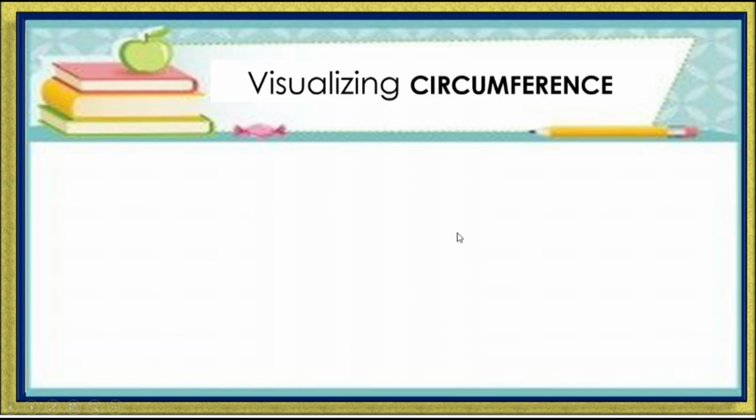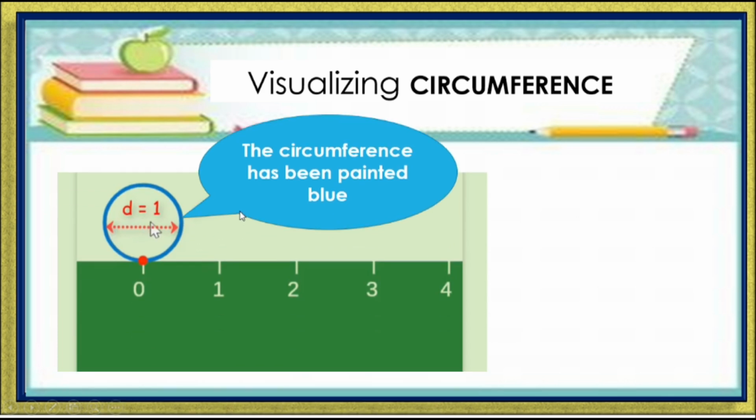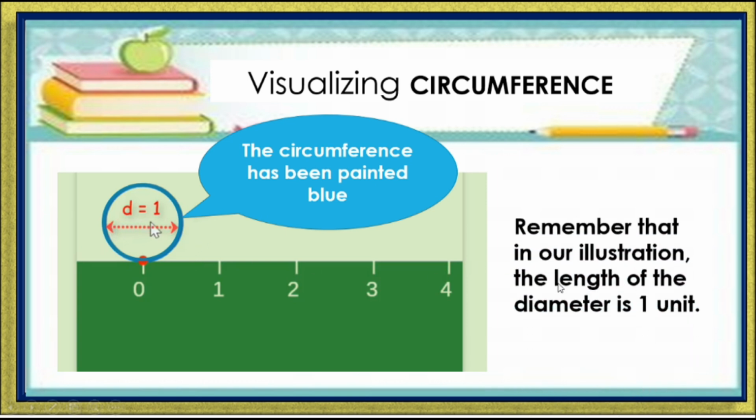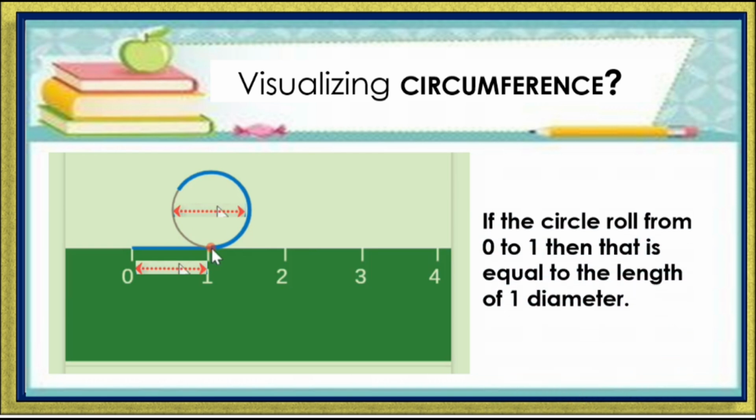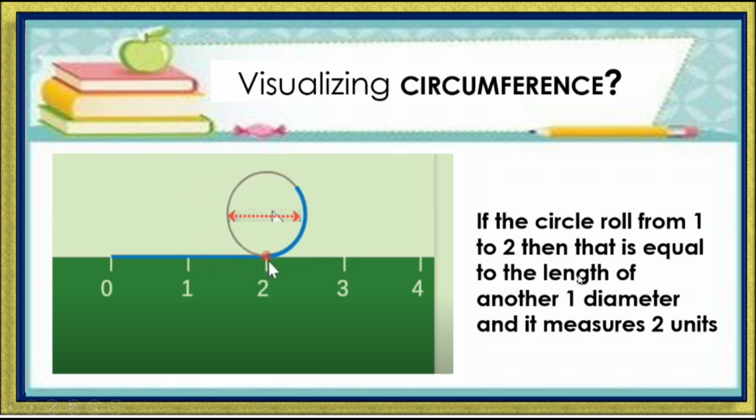Okay, so let's visualize the circumference. The circumference has been painted blue. This would be the circumference of the circle. The diameter is equal to 1. Remember that in our illustration, the length of the diameter is 1 unit. Let's move the circumference to 1. If the circle rolls from 0 to 1, then it is equal to the length of 1 diameter. If the circle rolls from 1 to 2, then it is equal to the length of another diameter and measures 2 units.